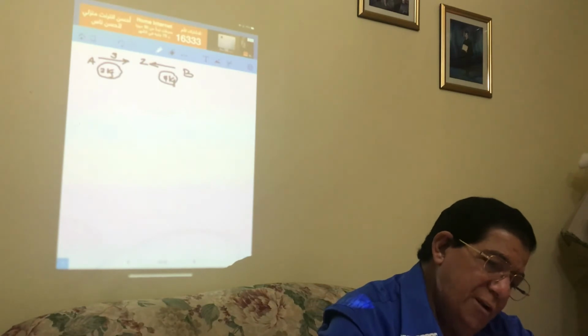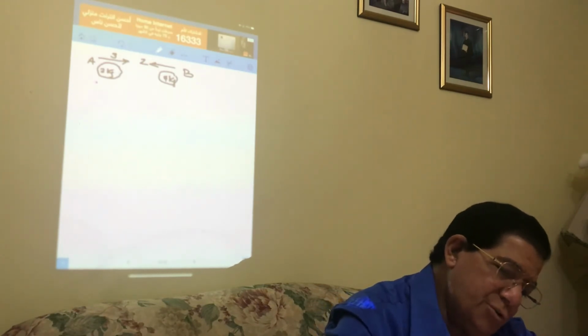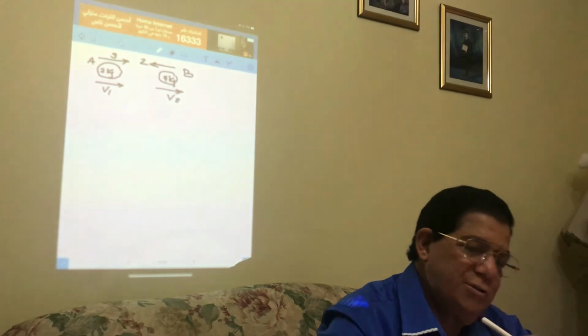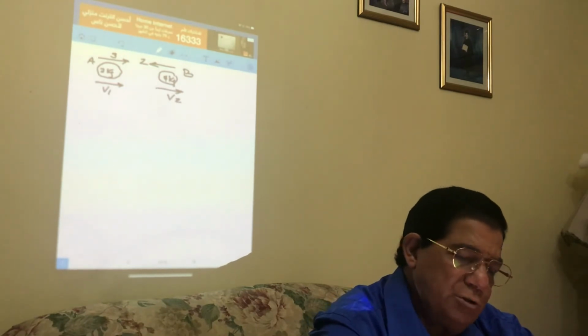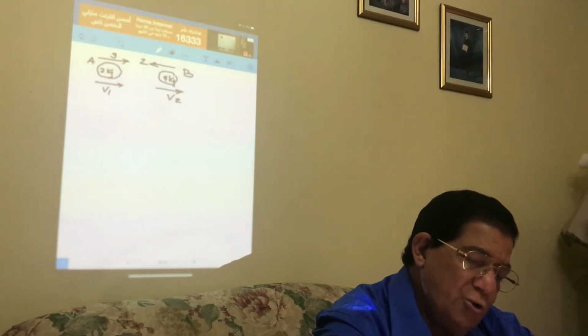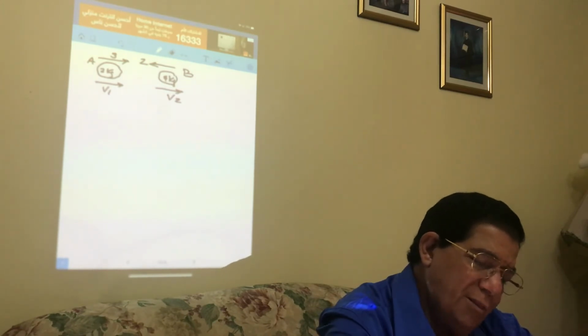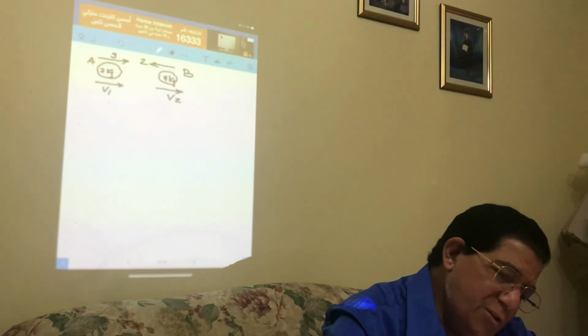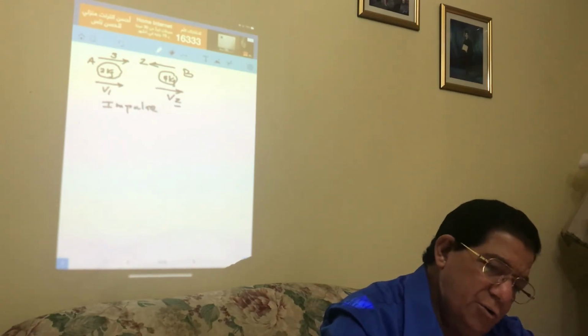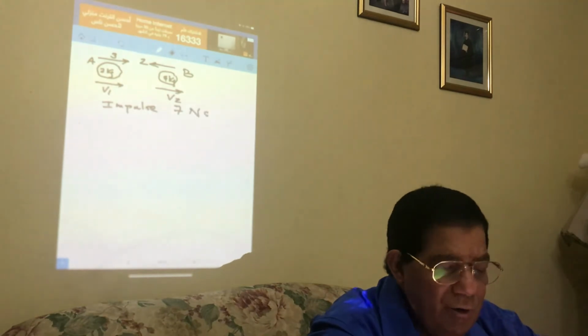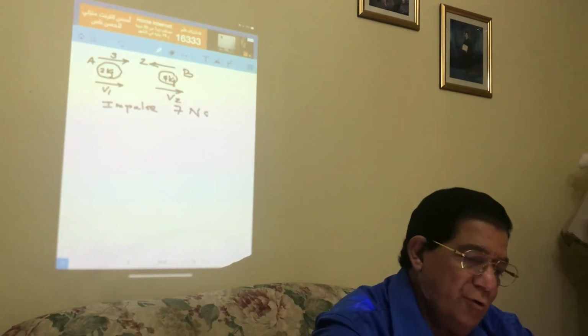And we are not given the velocities after collision. Since the velocities are not known, we give them the positive direction. And since we have two unknown velocities, we call one V1 and the other V2. It is given to us that the impulse is 7 newton seconds, and we are asked to find the values of V1 and V2.